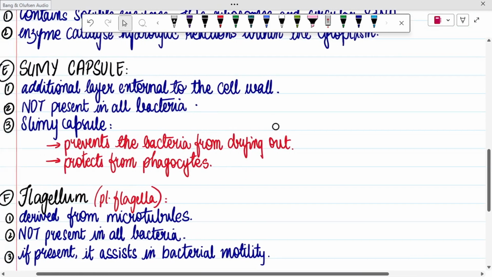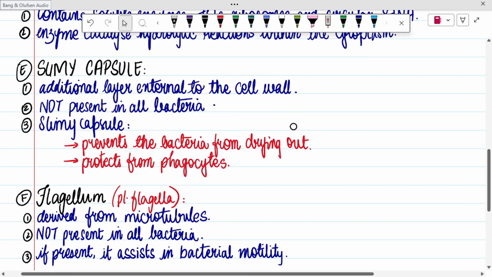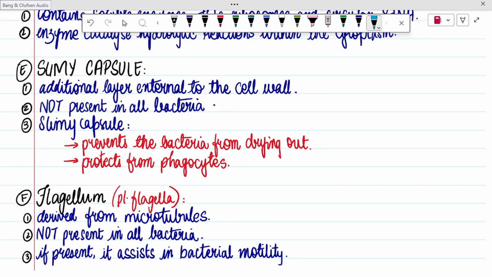It is an additional layer external to the cell wall. It is not present in all bacteria. Slimy capsule: preventing the bacteria from drying out and protecting it from phagocytes. Phagocytes दो ही होते हैं, monocytes and neutrophils. Monocytes plus neutrophils.